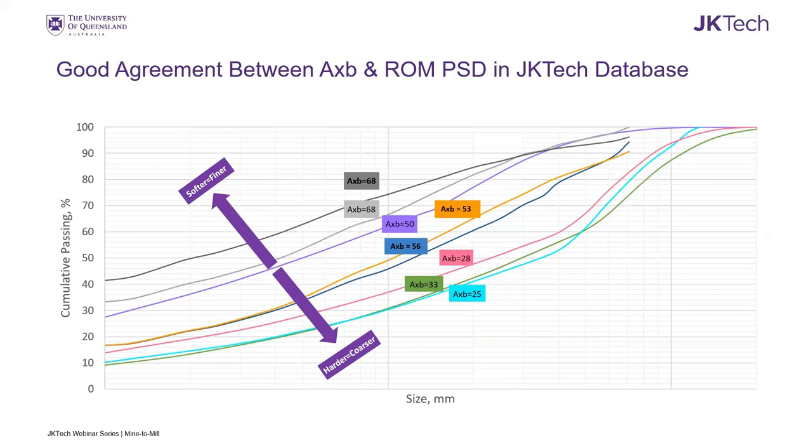Good agreement between HMC and rank of mine particle size distribution in the JKTech database. What you see here is a selection of rank of mine particle size distributions from various sites from the JKTech database, with associated A×b values.